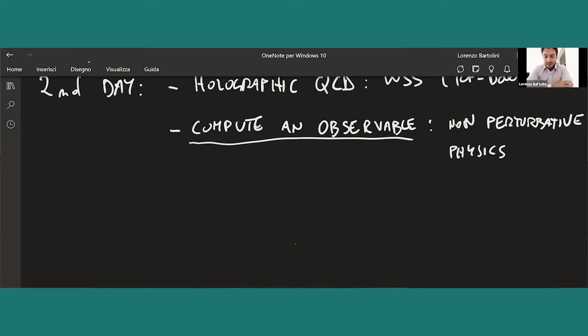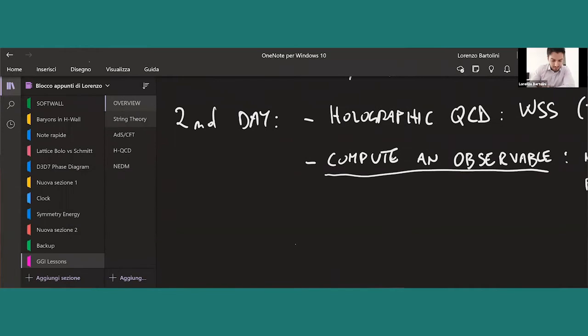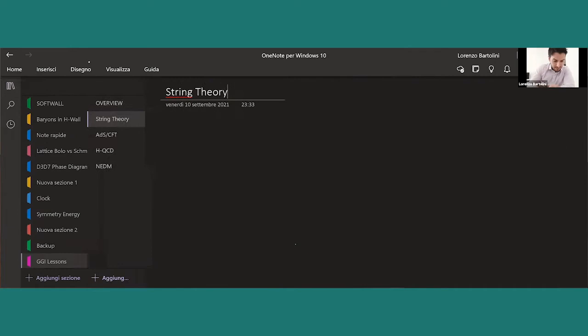The usual approach to QCD that you can have at high energies with perturbation theory breaks down, and then you have to use effective field theories, which are a bit of a bottom-up approach. So without further ado, let's talk about string theory.